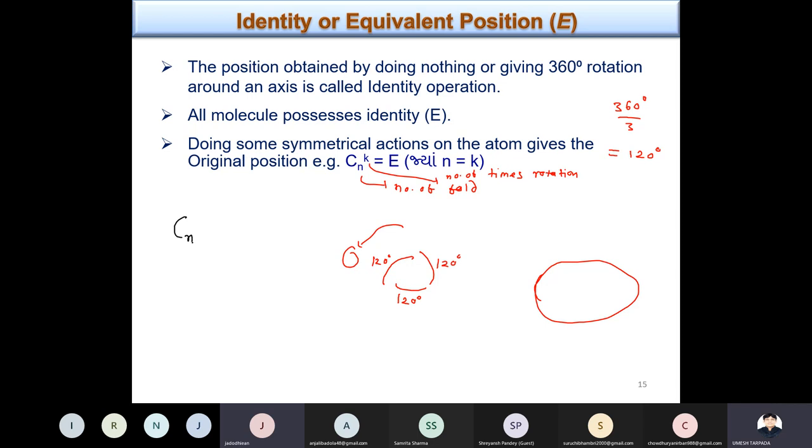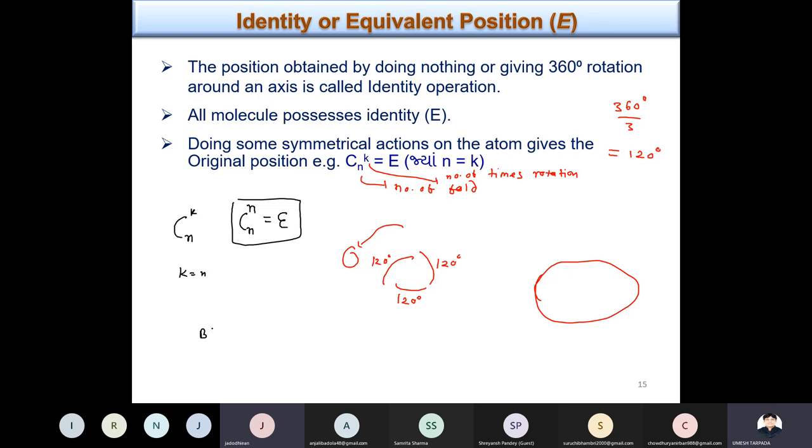About an n-fold axis, if you give k times rotation, where k is the number of times of rotation, if k is equal to n, that is called a Cn axis. If you give n times rotation to any molecule, it gives the original structure. We can justify this simply by taking one example.